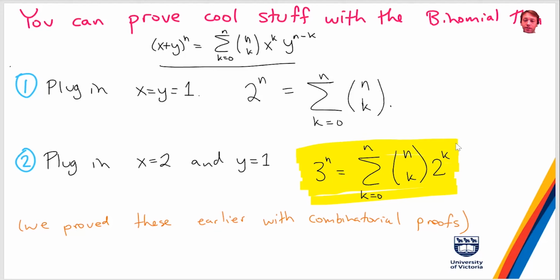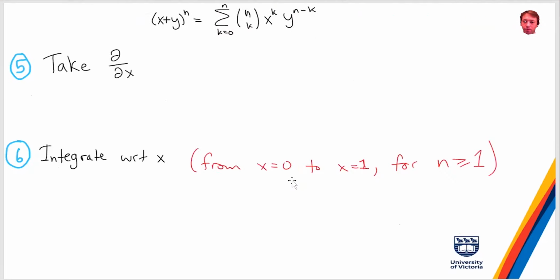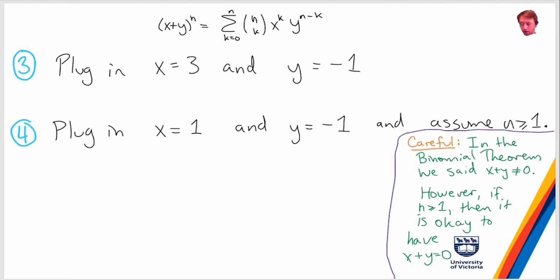Looking at ternary strings and stuff. So this can be proved with a nice combinatorial proof, but it can also be proved, once you know the binomial theorem, you can just plug in the numbers. So that's kind of another example. This is a nice one. This is a really nice one.